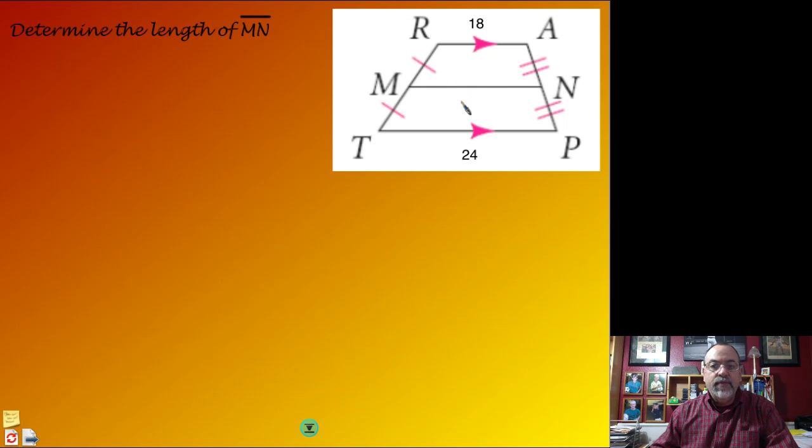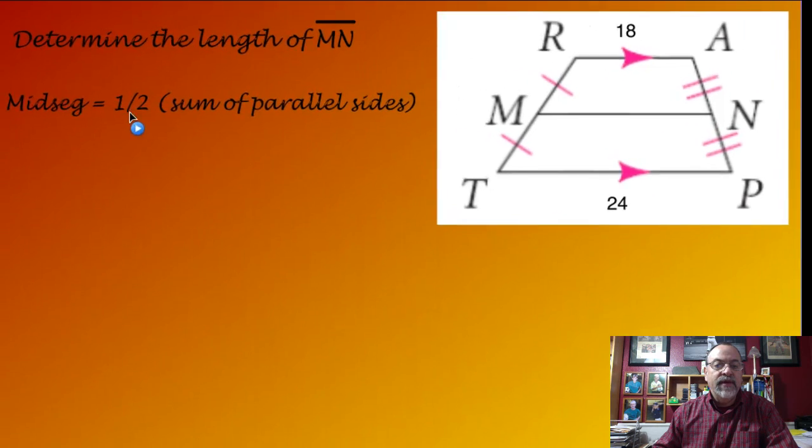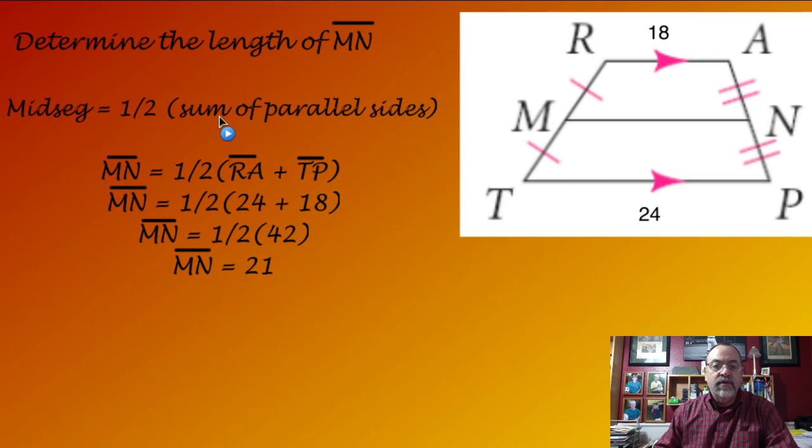Let's use one quick example here where we are given the length of RA is 18, the length of TP is 24. What would be the length of this midsegment? We know it's a midsegment because it connects the two midpoints of the non-parallel sides. So then again, my algebraic expression is that MN is 1/2 the sum of the parallel sides. So MN is 1/2 the two parallel sides added together. I write the geometric equation. I then substitute in the lengths that I'm given, 24 and 18. 24 and 18 is 42. I take 1/2 of 42 is 21, so the length of the midsegment is 21.